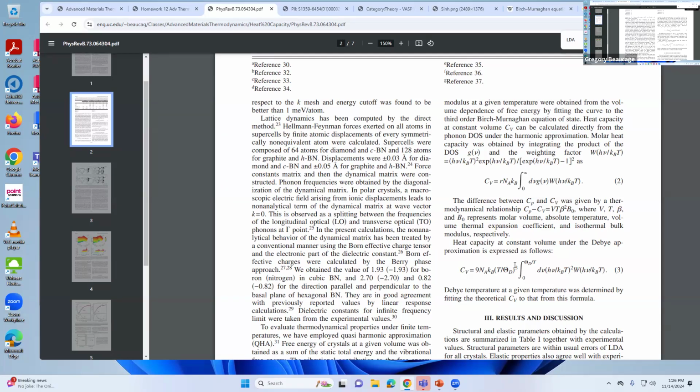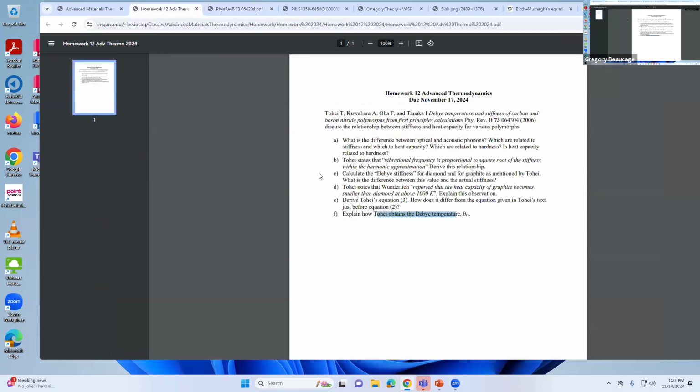It's not a long process. I don't know how many steps that was. I think it was like 9 steps. But that's the answer to this thing, that's how he gets the Debye temperature. He fits the Debye equation to the heat capacity that he got through that process.